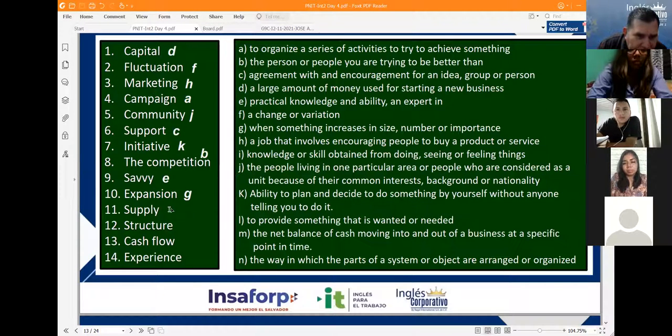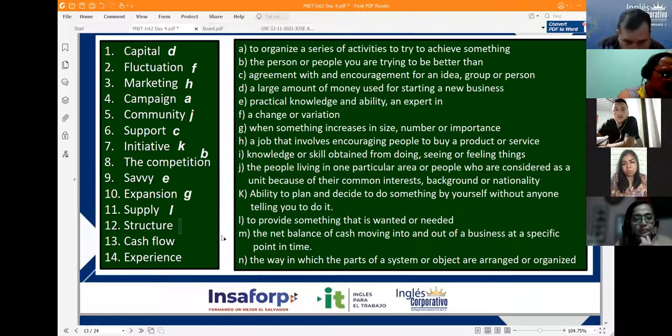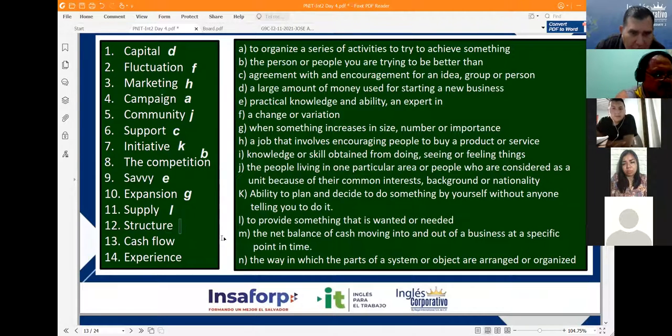What is supply? Air supply? Letter L, right? All right. L. To provide something that is wanted or needed. L. Absolutely. Number 12. Letter N. Structure is N, exactly. The way in which the parts of a system or object are arranged or organized, letter N.